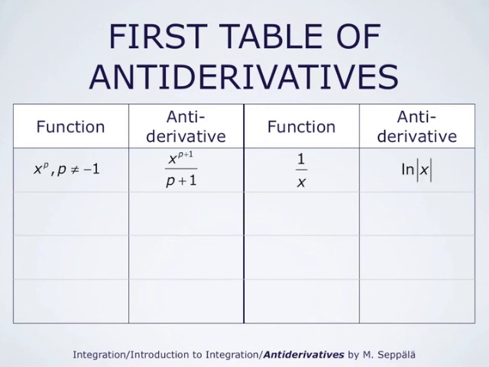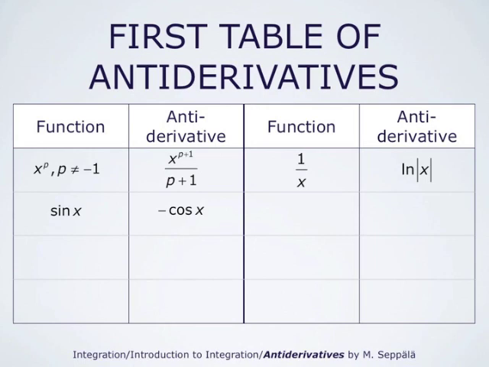But the function 1 over x, corresponding to the value p equals -1, has an antiderivative which is log of absolute value of x. This is defined for both x positive and x negative. We will discuss this just in a moment.